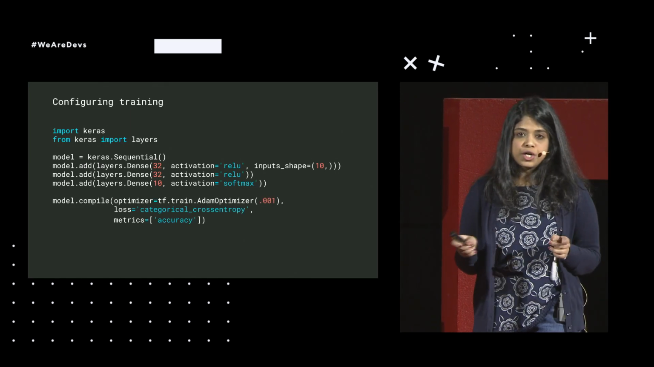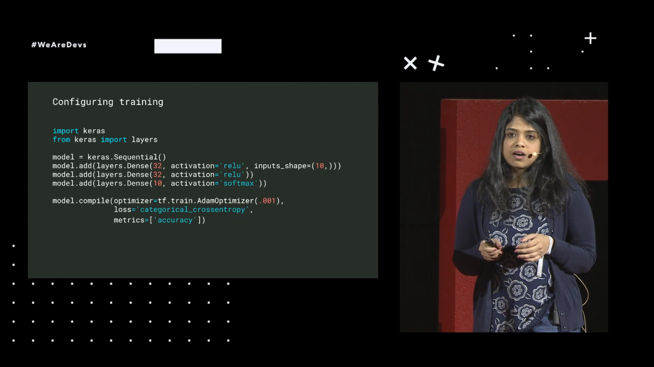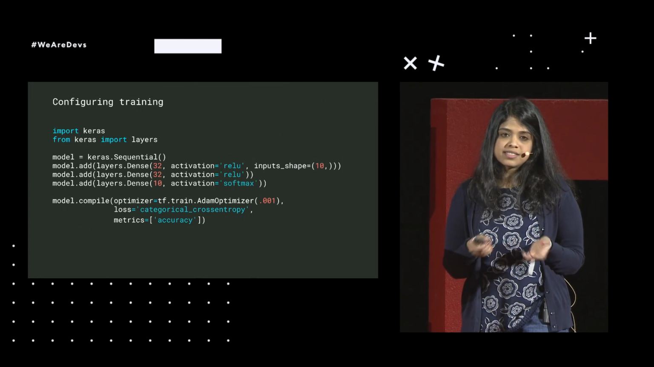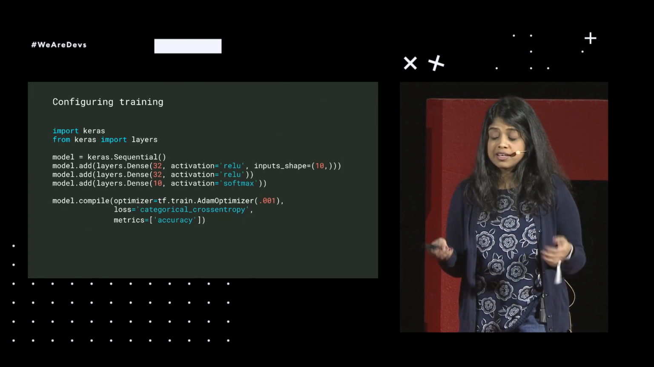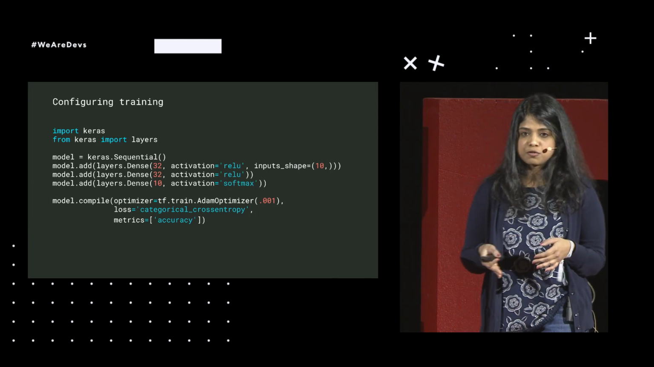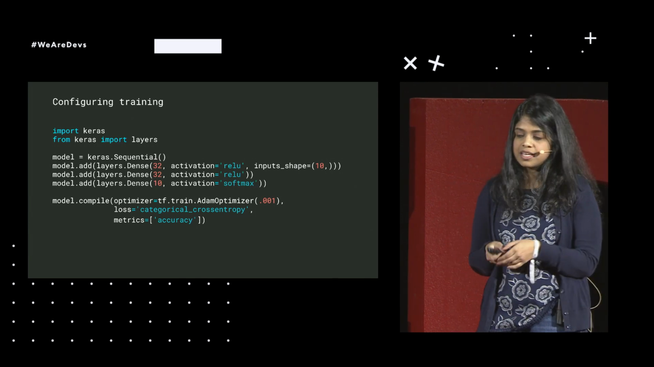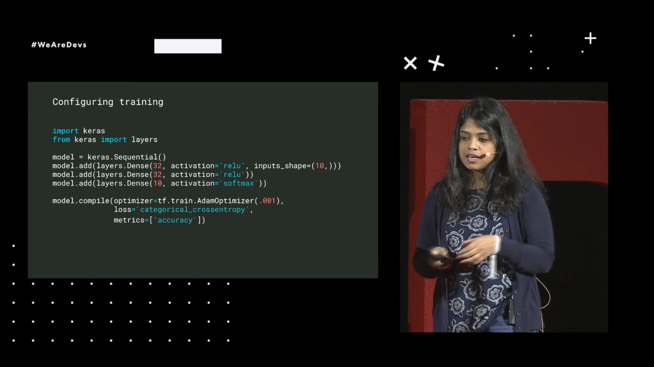Before we go into the other model types, the way you train your model and save it is the same irrespective of whether you use the sequential or the functional API. So we'll see what the APIs are for training and saving.